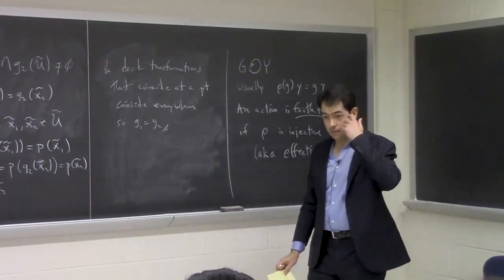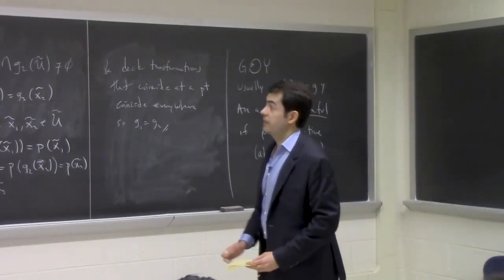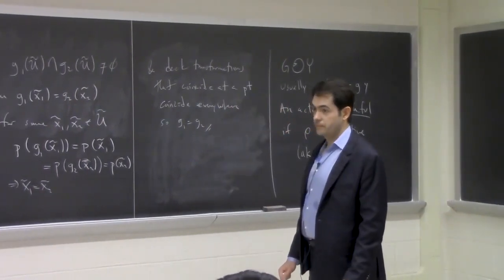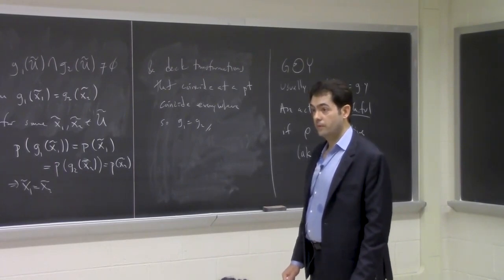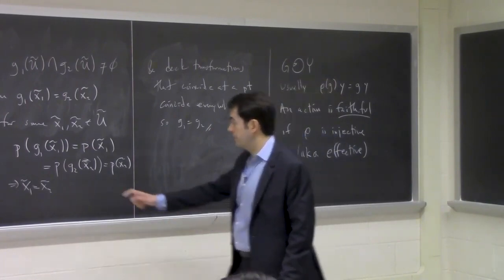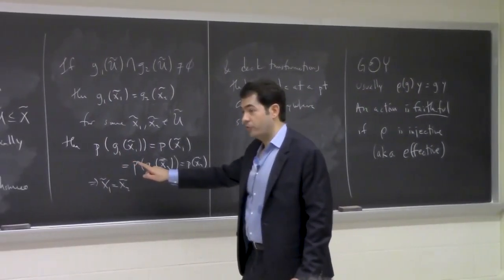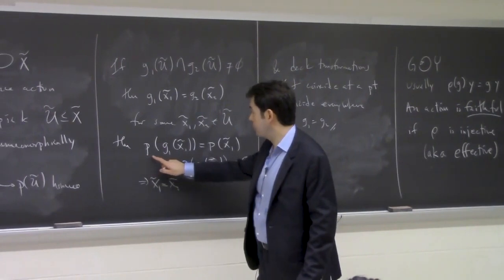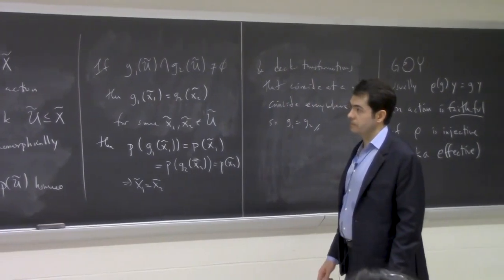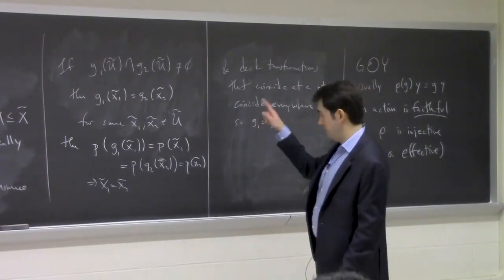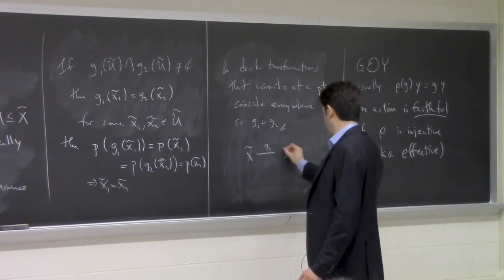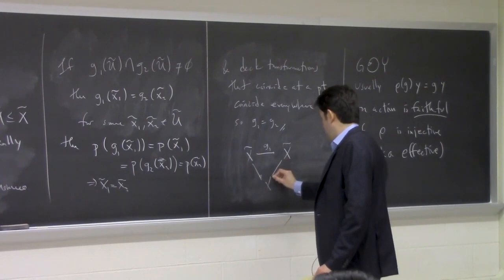Are G1 and G2 elements in the deck transformation? That's right. How are you getting that P of G1 x1 tilde is equal to P of x1 tilde? Because G1 is a deck transformation, so it preserves the fibers of P, right? Yes, I've erased the diagram, but G1 makes this commute.